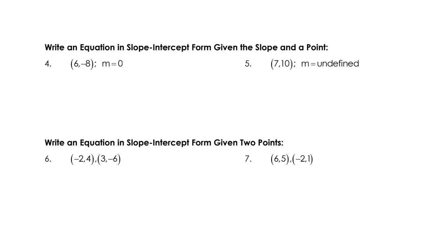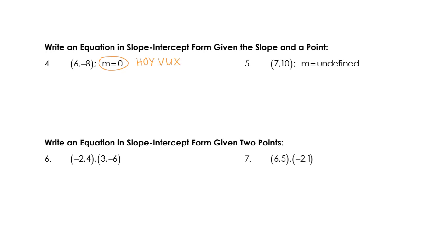Okay, looking at 4 and 5, 4 and 5 actually are kind of the same types of problems as 1, 2, and 3 on the front. They give us a point and a slope. However, something is different about these 2 problems. If I see a slope of 0, I should automatically be thinking of HOY-VUX.